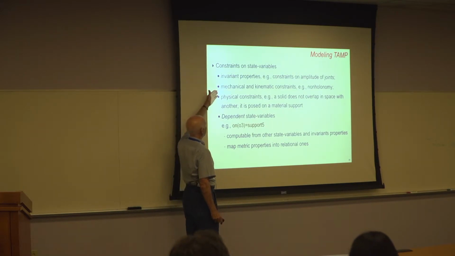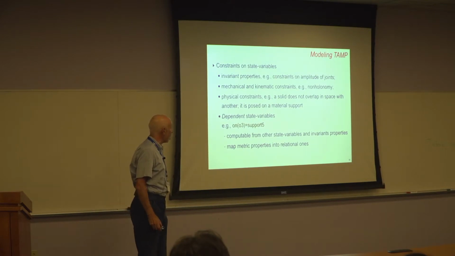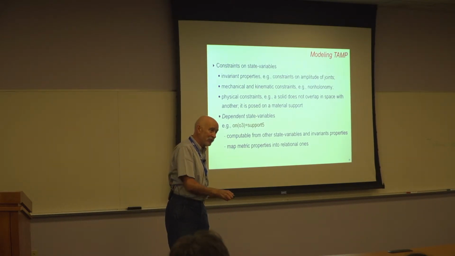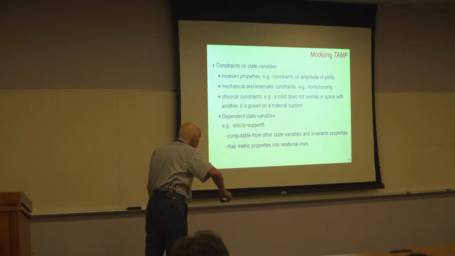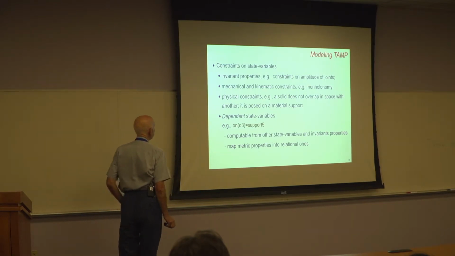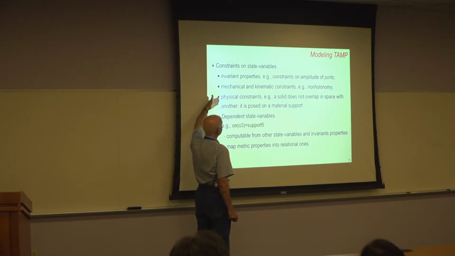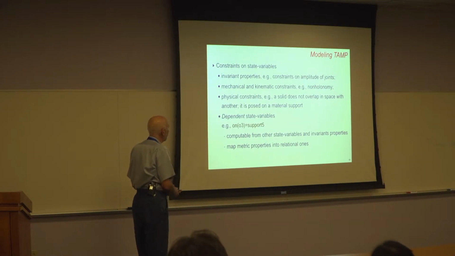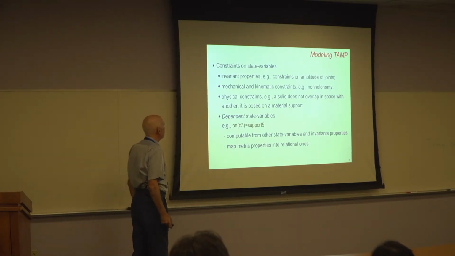I'll have mechanical and kinematic constraints, such as, for example, non-holonomy. Non-holonomy means that your car cannot move sideways. It is constrained. It has to go back and forth in order to reach a position. Your X and Y are coupled. You have physical constraints such that a solid does not overlap in space with another. It needs to be posed on a material support, otherwise it will fall to the floor.